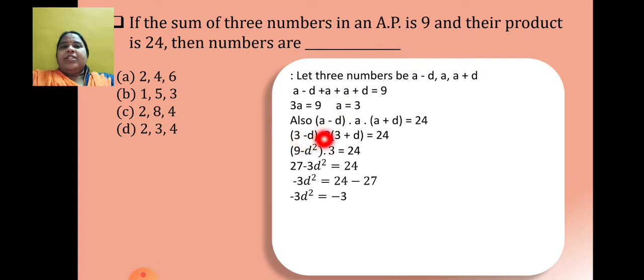See this now. Substitute the value. A is 3. 3 minus D into 3 plus D. What I have done is I have substituted A as 3. Now combine this: 3 minus D into 3 plus D. 3 3s are 9 minus D square. Correct? Now open the bracket. 27 minus 3D square is equal to 24. Now minus 3D square will be as it is. Shift this 27 this side. It will be 24 minus 27, that is minus 3. Minus minus gets cancelled. What we get is D square is equal to 1. Hence D will be equal to plus or minus 1. When we take the square root, we always take 2 values.